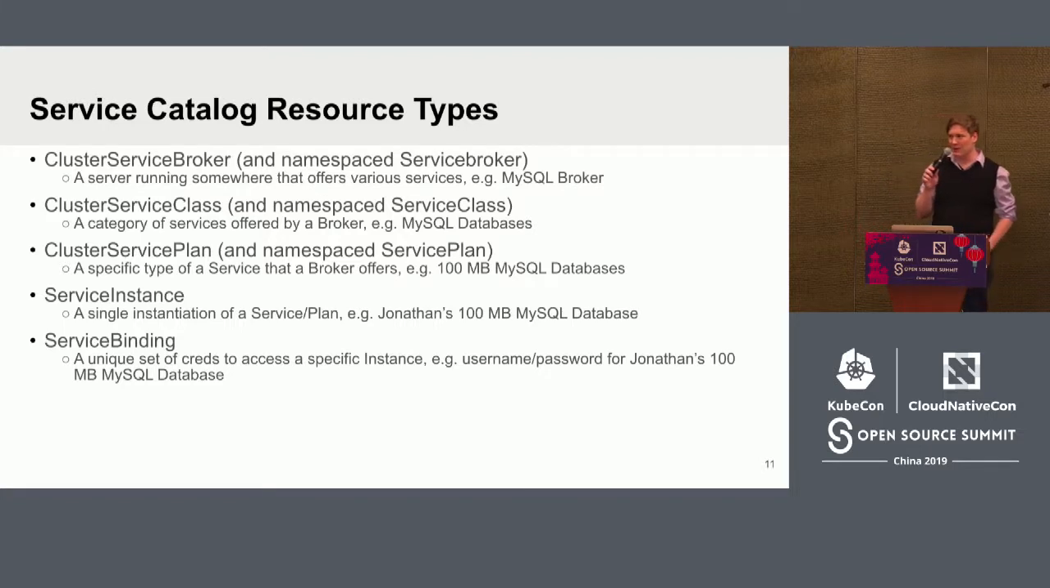Then that service class would have plans that belong to it, which would be different flavors of databases. So 100 megabyte MySQL databases. And then when a user provisions instances of that class and plan, that's what's called an instance. So Jonathan's 100 megabyte MySQL database. And then when we create bindings to that instance, that's a set of unique credentials to access it. So a single username and password for accessing Jonathan's 100 megabyte MySQL database.